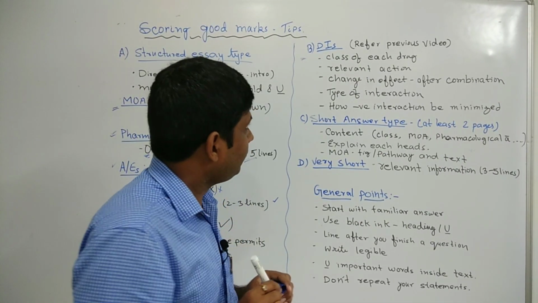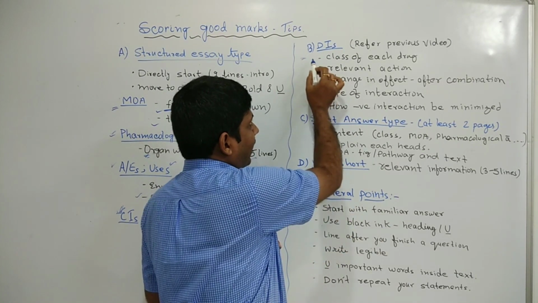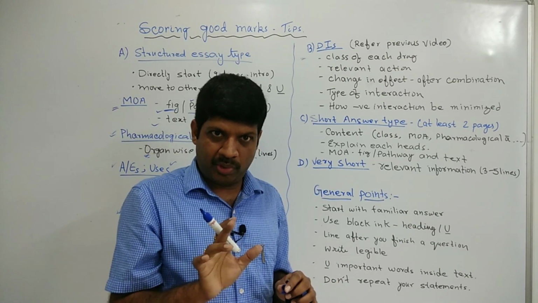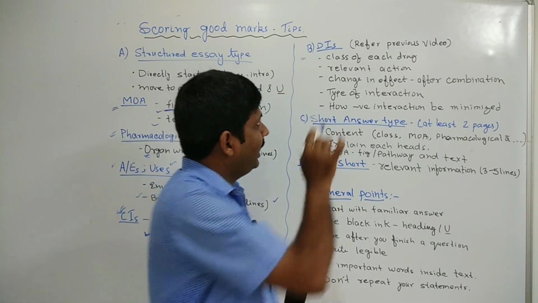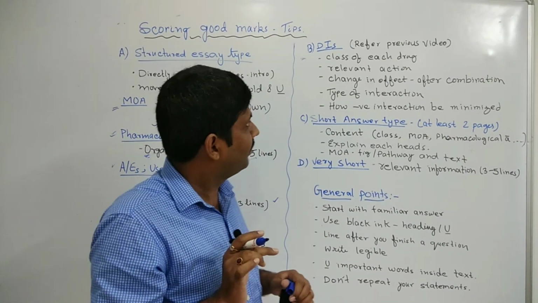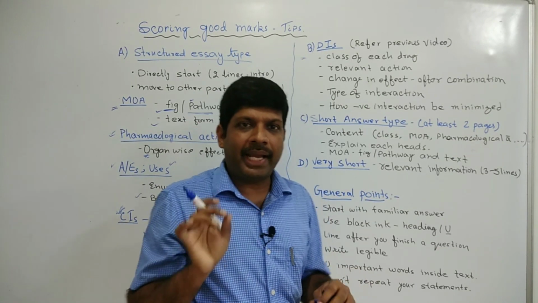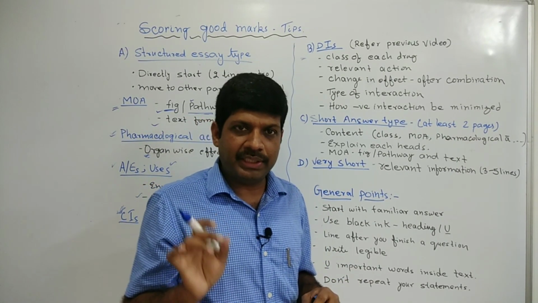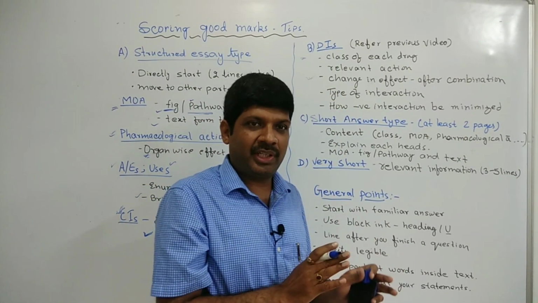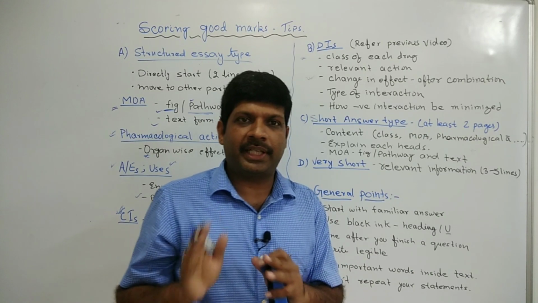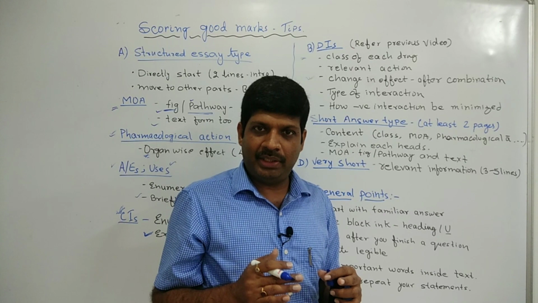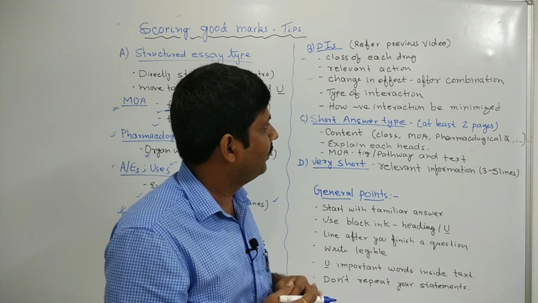First, write the class of each drug. Usually in drug interaction, there are two drugs, two medicines. So write in which class the first drug and the second drug belong to. Then write the relevant action of each drug. Then you write what happens when the first drug is given alone and then the second drug is given alone, and then what changes we see when we combine the two drugs.